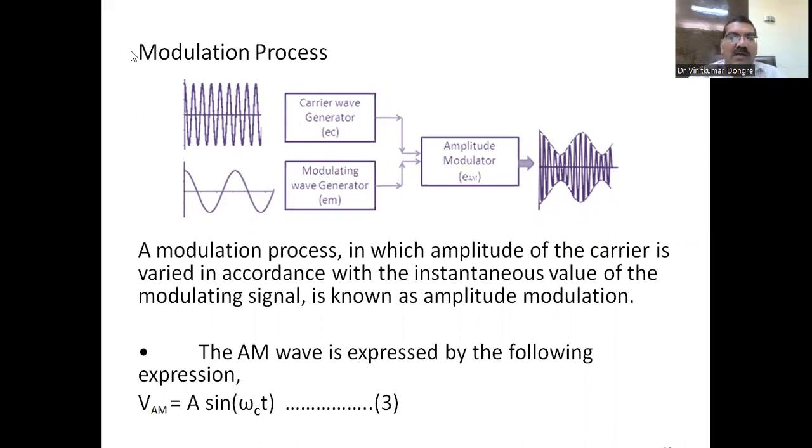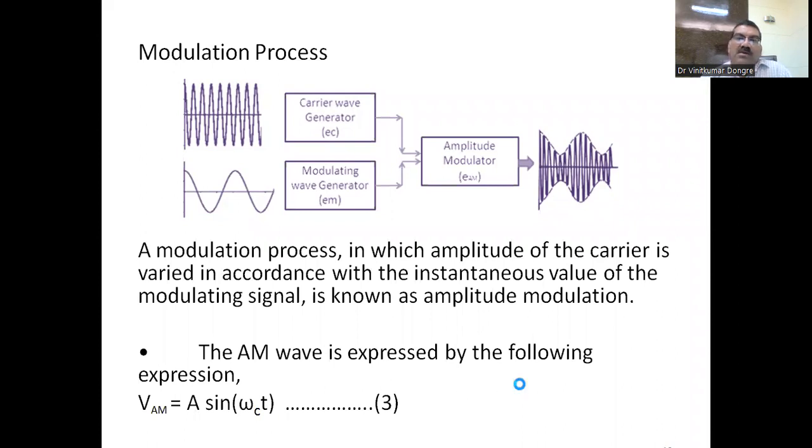Okay. Now this is the AM wave expression that we have written. The AM wave is expressed by the following equation, that is V_AM. Now we are talking about this waveform. This is given as A sin ω_c t. This is the carrier signal.